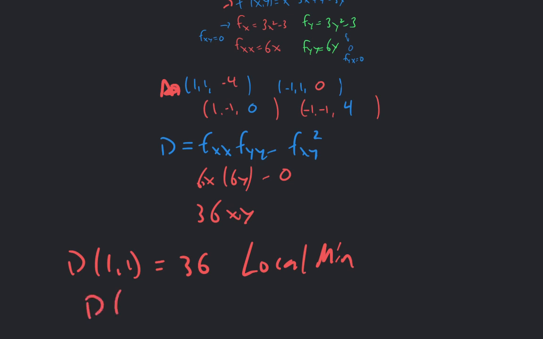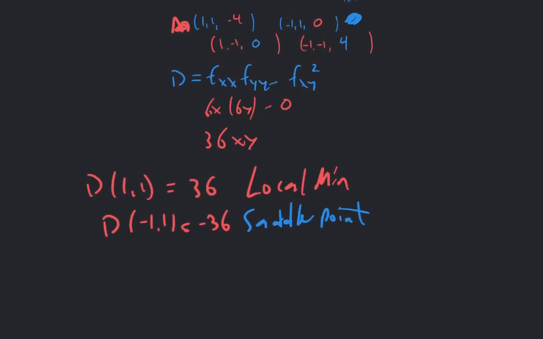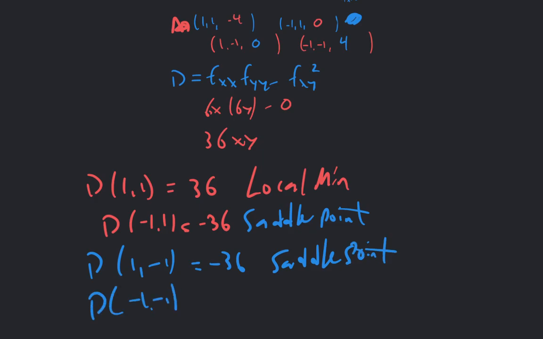If we do d of -1, 1, we get -36. In this case, this is a saddle point, and this is -1, 1 right here. This is a 0. If we do d of 1, -1, it's again -36. That would be a saddle point. And d of -1, -1 is obviously -36.